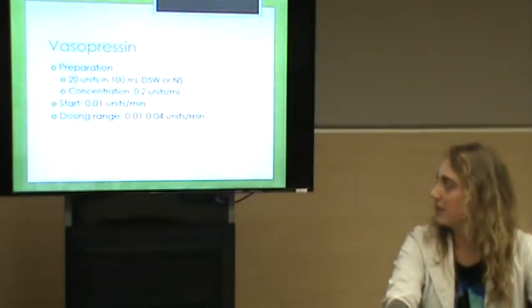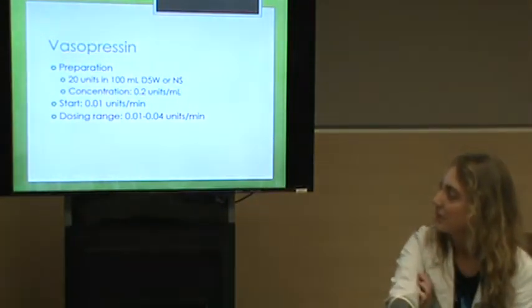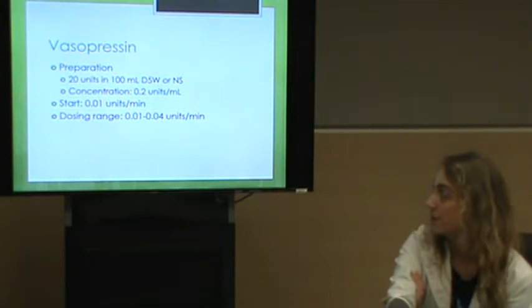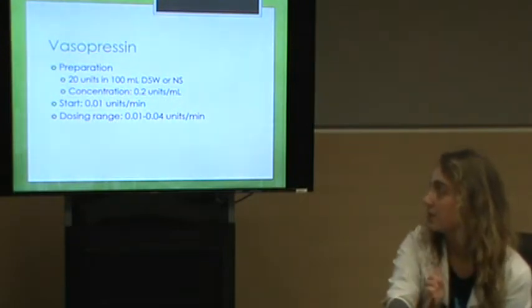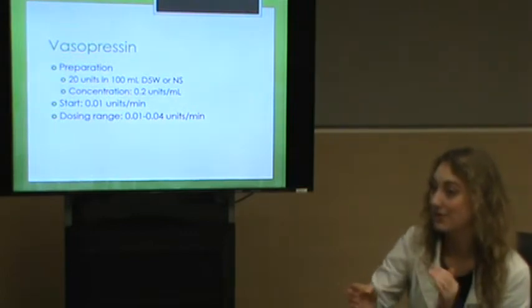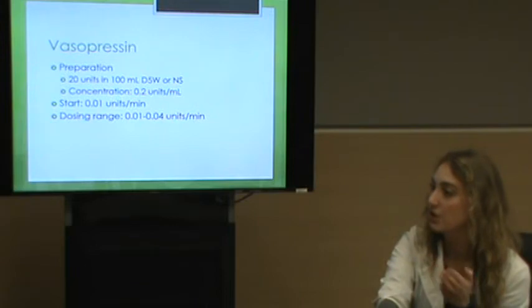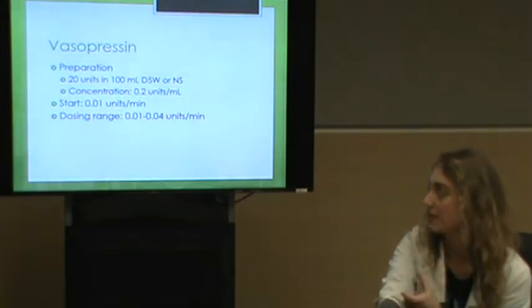In terms of preparation, again, just for your knowledge, you would start at 0.01 units per minute. Dosing range is pretty small, and this is a medication where the window for titration is pretty little. You're not making huge dosing adjustments because you are using such small increments.